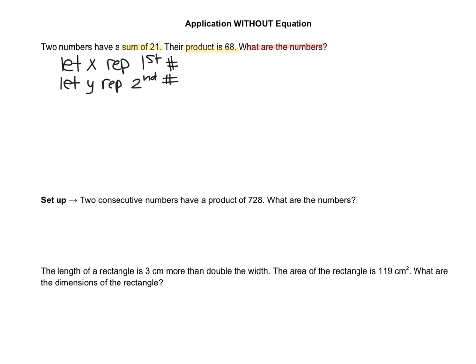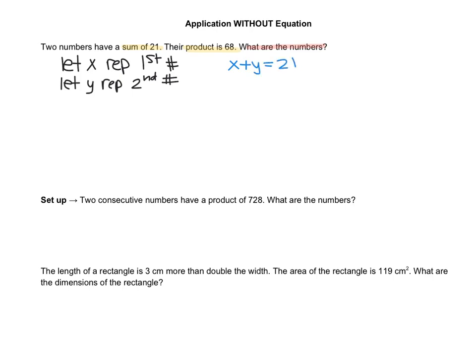And you always have to start with your let statements. Not only is it good organization for you so that you remember what your goal is and what the variables represent, but it's important for your good communication. Okay, now we had two statements here that will give us two potential equations. One is that the sum is 21. So if I add x and y, I should get 21. So x plus y is 21.